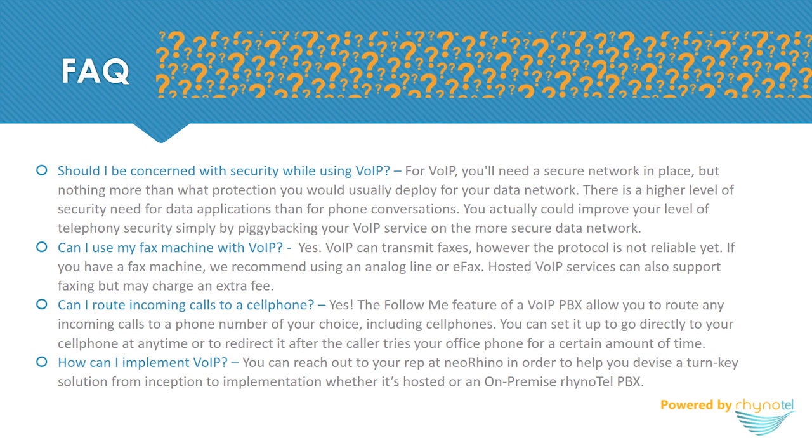Can I route incoming calls to a cell phone? Yes. The Follow Me feature of a VoIP PBX allows you to route any incoming calls to a phone number of your choice, including cell phones. You can set it up to go directly to your cell phone at any time, or to redirect it after a caller tries your office phone for a certain amount of time.